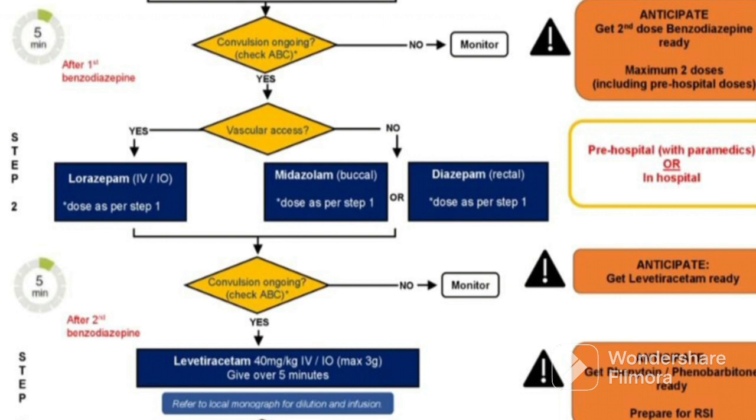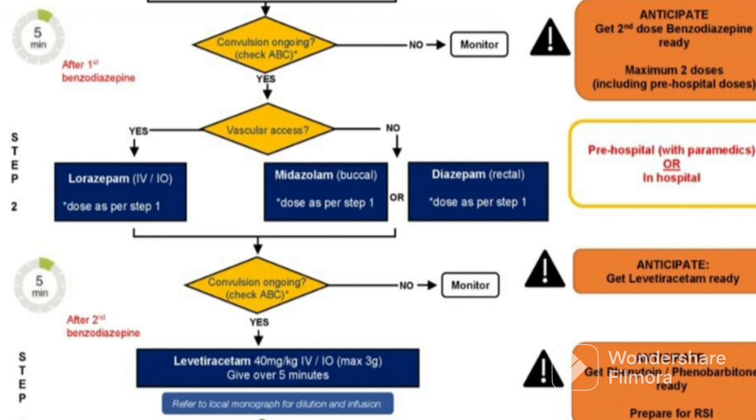Repeat the benzodiazepine given in Step 1. However, it is crucial to remember that you can only give a maximum of 2 doses of benzos, and this includes any pre-hospital administration, for example, by the paramedics. After this, you once again observe for 5 minutes, while getting the second line of drug ready. If the seizure still hasn't stopped after 5 minutes, then you move to Step 3.